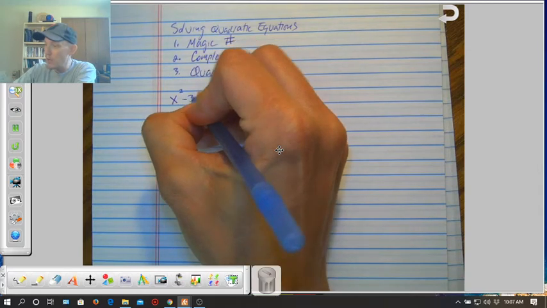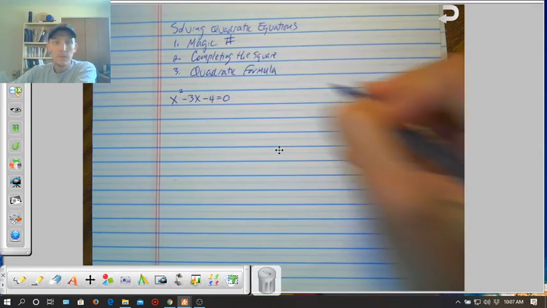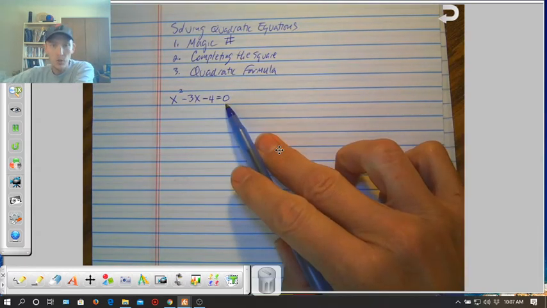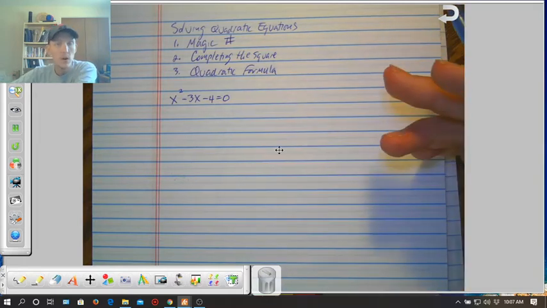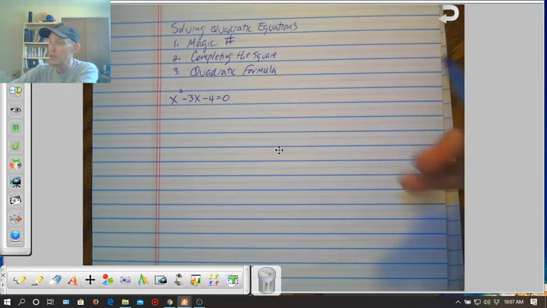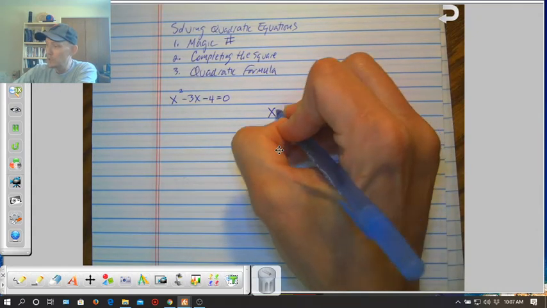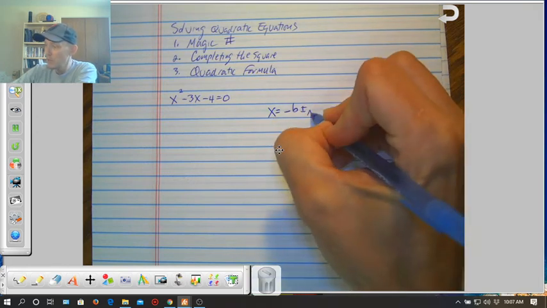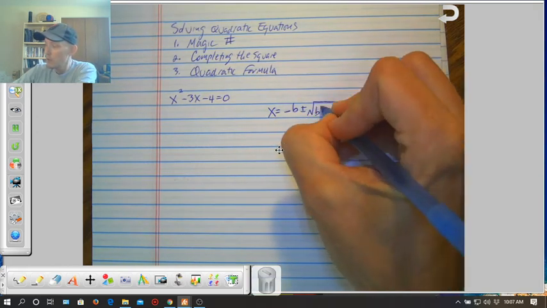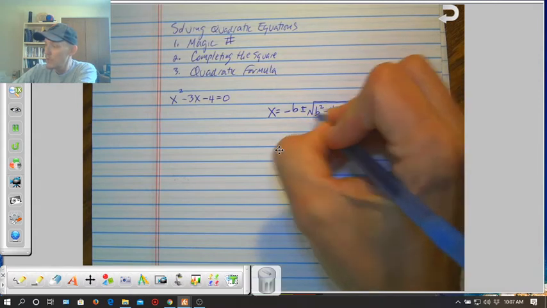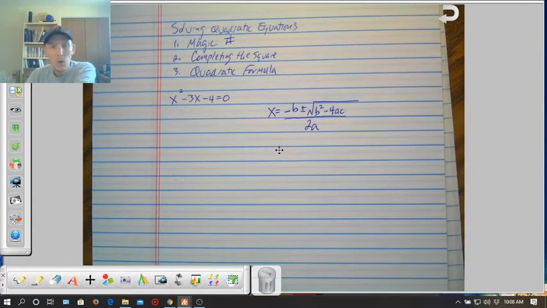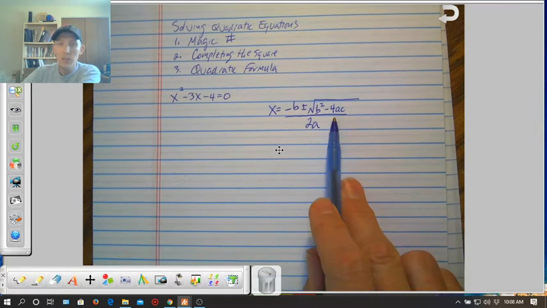So I'm going to start off with a basic problem like this: x squared minus 3x minus 4 equals 0. And it equals 0, so we're good to go. If it doesn't, we obviously move whatever term is there to the other side. So the quadratic formula is the opposite of b plus or minus the square root of b squared minus 4ac all over 2a.